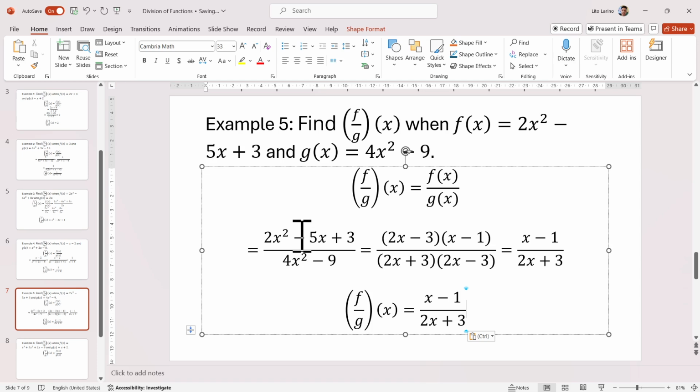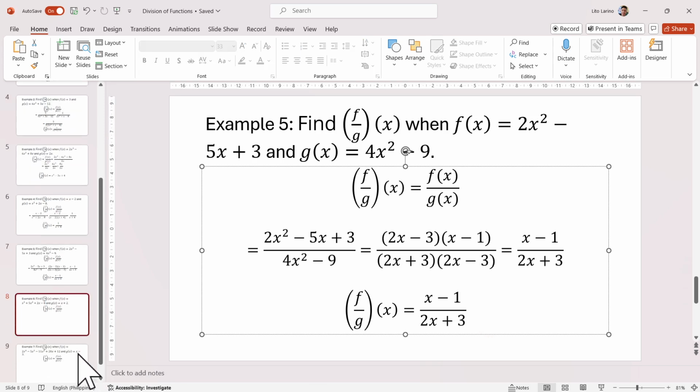So what did we do? We factored out our numerator, 2x squared minus 5x plus 3, and the factors are 2x minus 3 and x minus 1. And then the denominator, 4x squared minus 9, was factored out. The factors are 2x plus 3 and 2x minus 3. It can be expressed as a sum and difference of two terms. Then we found that we have a common factor, which is 2x minus 3. We cancel them out, and what remains in the numerator is the factor x minus 1, and in the denominator, 2x plus 3. Thus, when f of x is divided by g of x, the quotient is x minus 1 all over 2x plus 3.